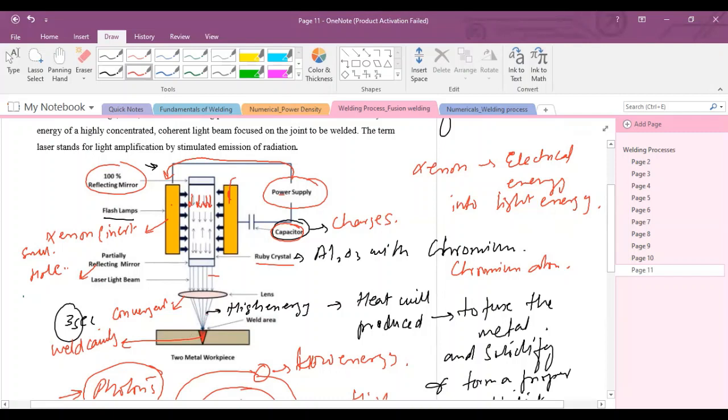When it strikes the weld cavity, it contains high energy and is traveling at high speed, so due to the high energy, heat will be produced when it strikes the workpiece. That heat is used to fuse the base metals. And after 2 to 3 seconds, this molten metal solidifies and forms a strong weld joint.